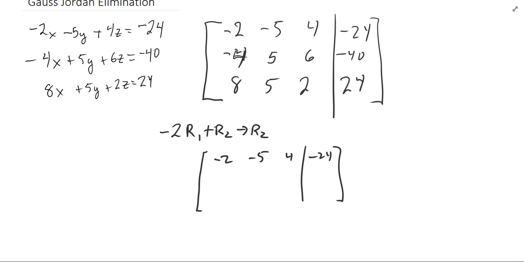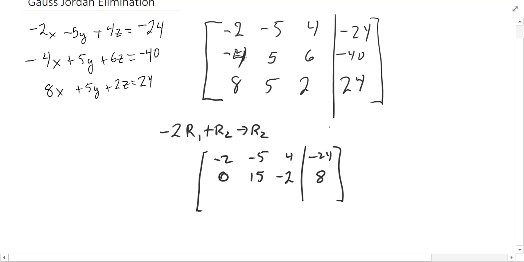So negative 2 times negative 2 becomes a positive 4, plus the negative 4 will give us 0. Negative 2 times negative 5 gives us positive 10, plus 5 makes 15. Negative 2 times 4 is a negative 8, plus the 6 gives us negative 2. Negative 2 times negative 24 gives us positive 48, plus the negative 40 gives us 8. Alright, and that fixes the second row, and I'm going to go ahead and do the bottom row too while we're at it.